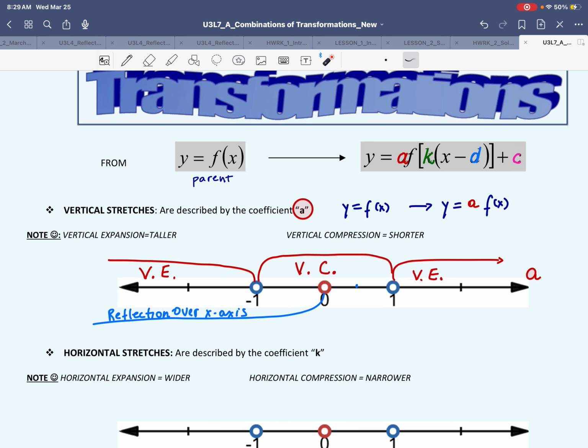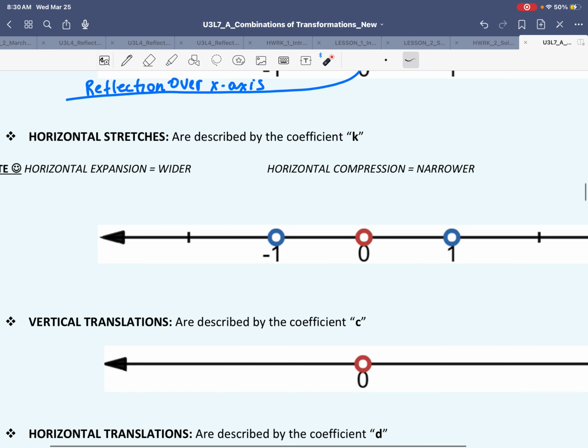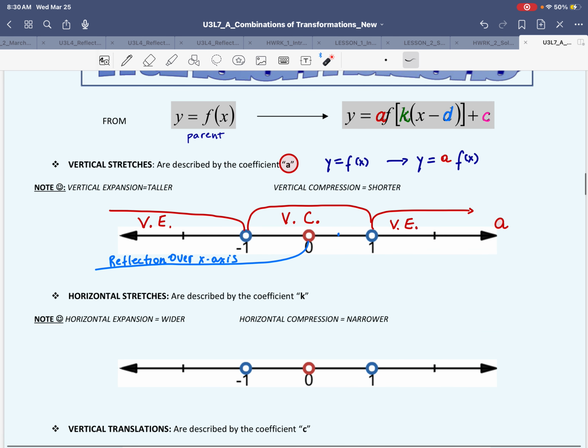The same thing applies to the a values between 0 and -1. So the graph of the function will undergo a vertical compression. Now, it is preferred that for vertical expansion we use the word taller, and for vertical compression we use the word shorter.